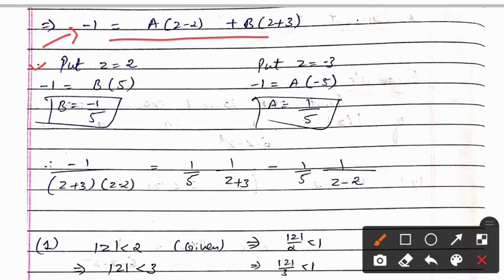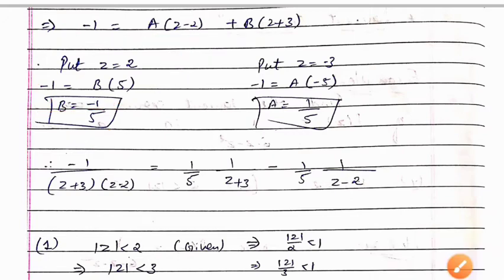If I put z equal to 2, then this term will become 0. Here you will have only minus 1. Here I will put 2, then we get 2 plus 3 equal to 5. So you have b into 5. I want the value of b, so this 5 will go to the denominator of minus 1. So you will get the value of b as minus 1 by 5.